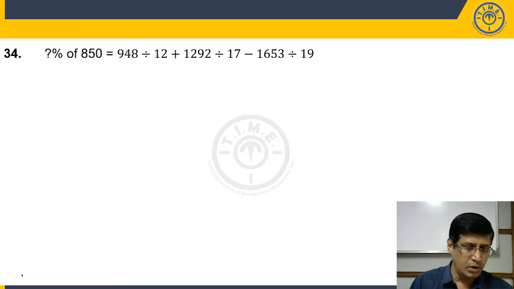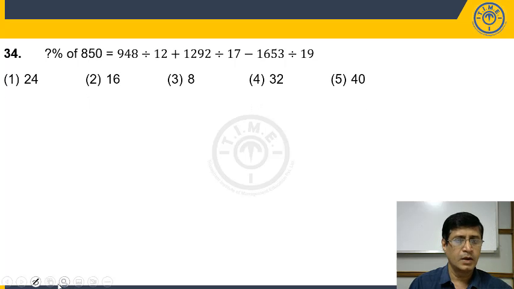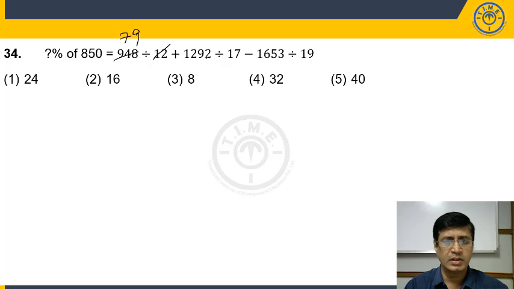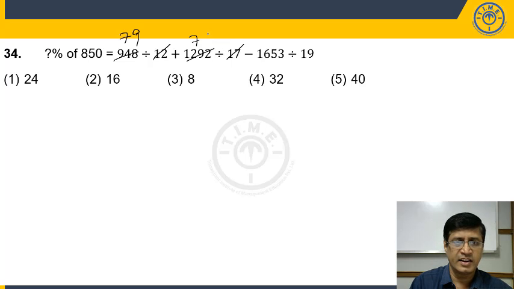Now look at the next example on your screen. Question mark percent of 850 is equal to 948 by 12. 948 by 12, just simplify, it goes exactly 79 times. Then 1292 divided by 17 goes exactly 76 times. Okay, now what about the 19? 19 here goes exactly 87 times. Now just observe the question mark value.